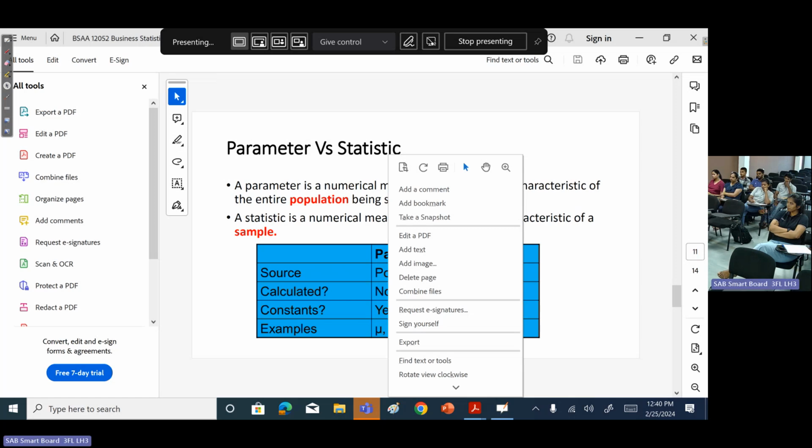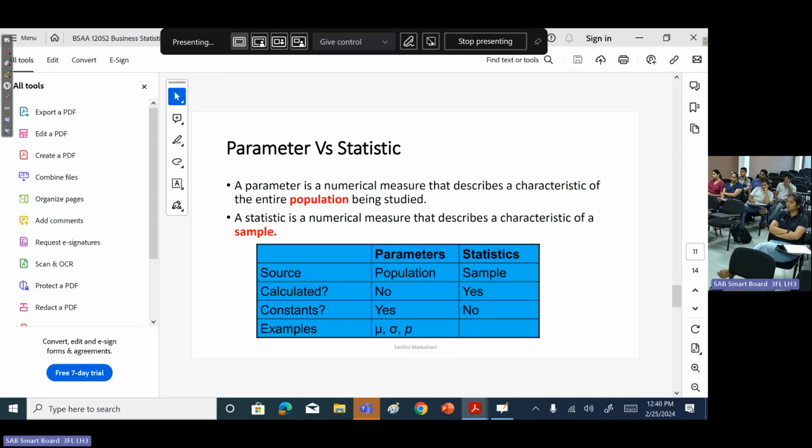Understood? Okay, then the characteristic of the sample we call as what? Statistic. Understood? Clear? Okay, then we want to study about any characteristic of the population, we call as parameter. Then we want to study about the sample characteristic, we call as statistic.